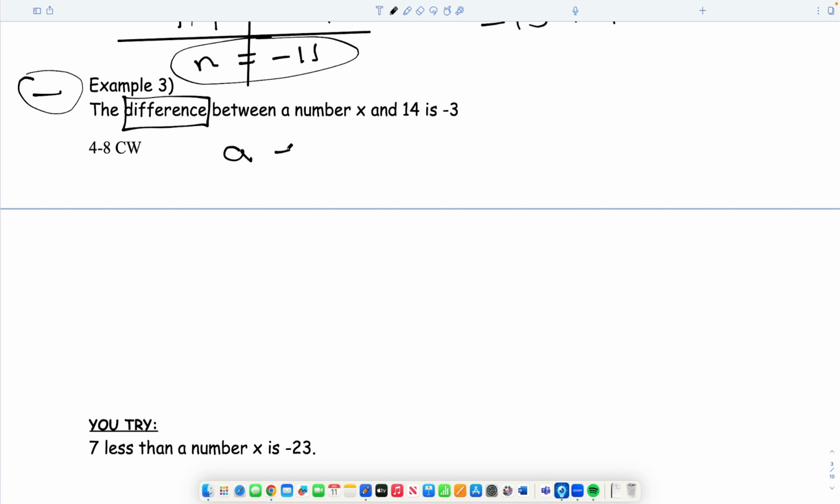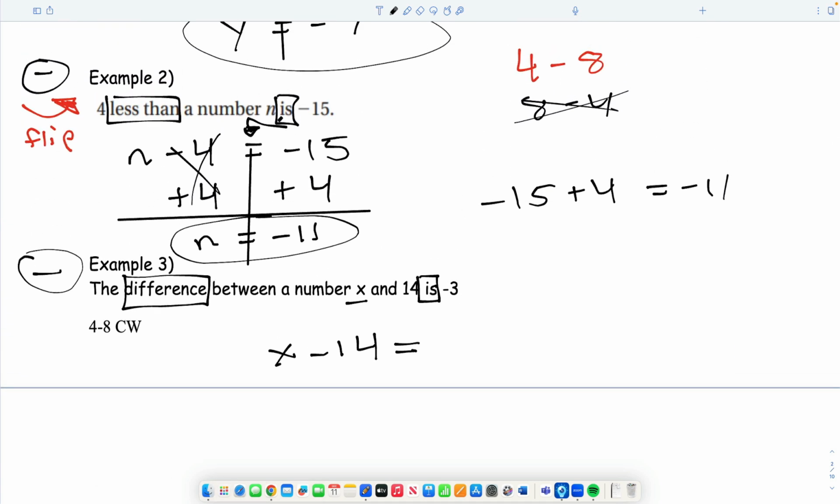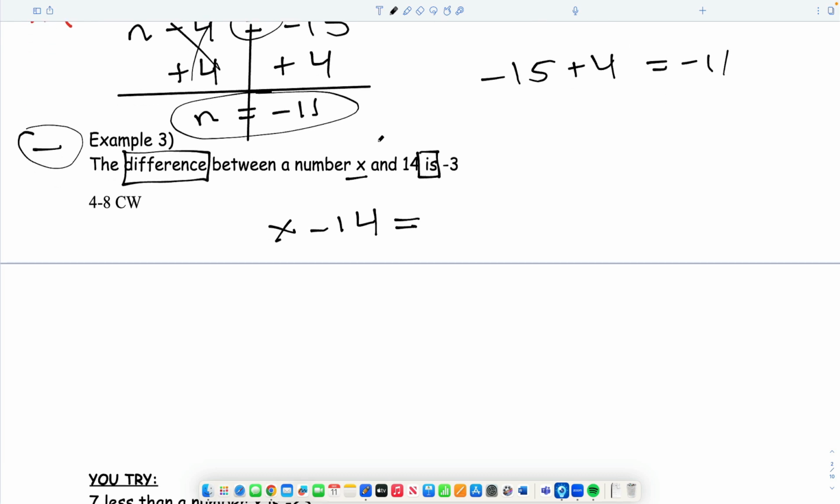List x, the variable. Then list 14. And what does the word is mean, Everett? The difference. The word is always means what sign? Equal. And what is it equal? What number? -3. You've just created your third equation. Solve it in one step.